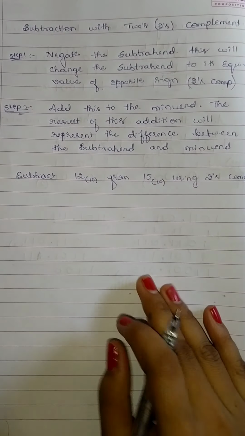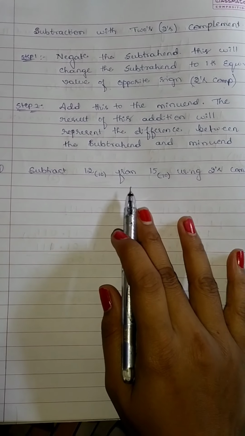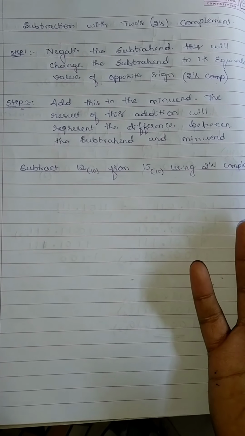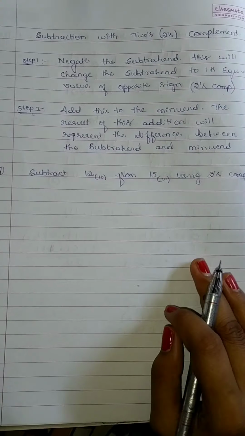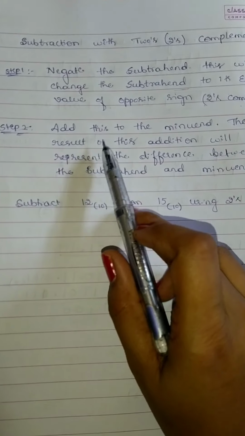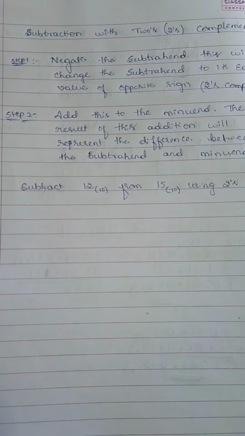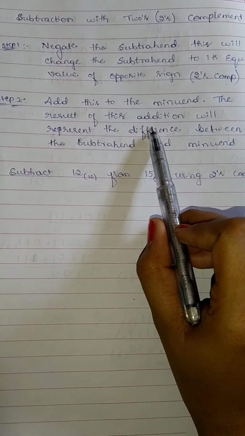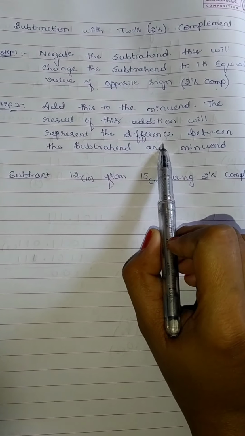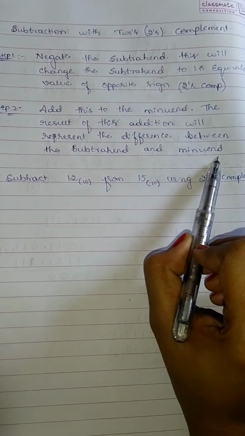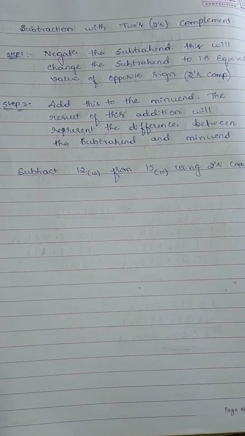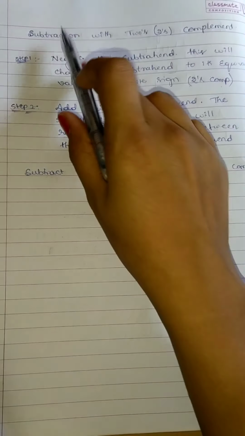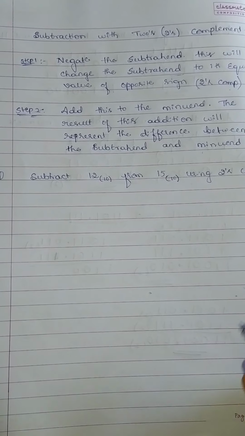So binary values get changed, but along with the sign. Positive value becomes negative and negative value becomes positive. So in this second step we need to add this two's complemented subtrahend to the minuend. The result of this addition will represent the difference between the subtrahend and minuend. So we are going to get the difference, the subtracted value.